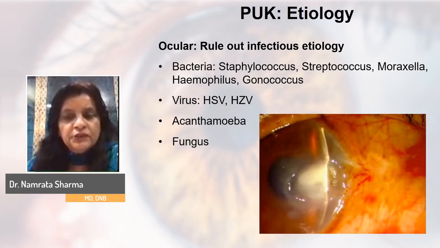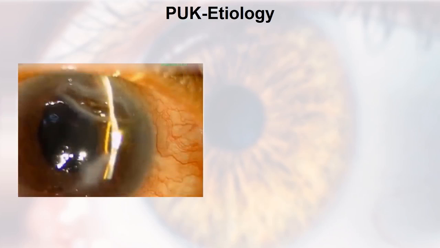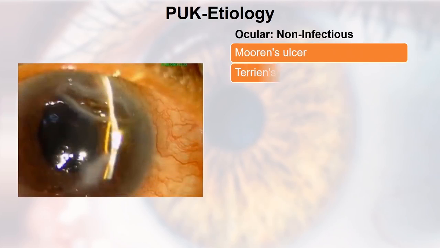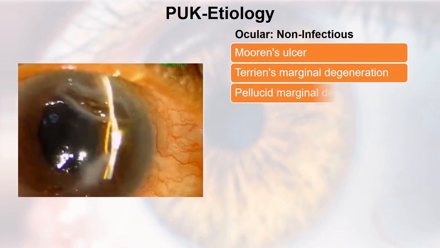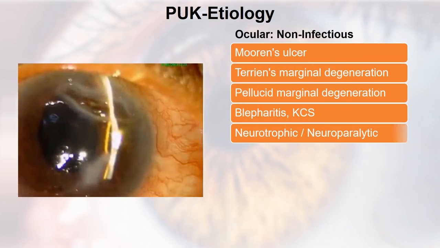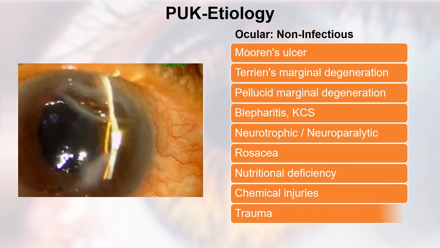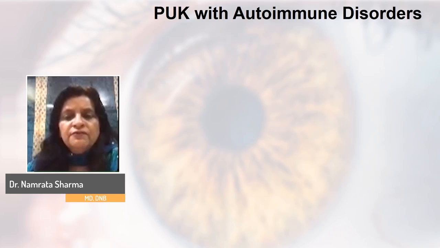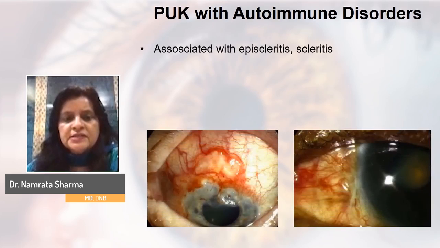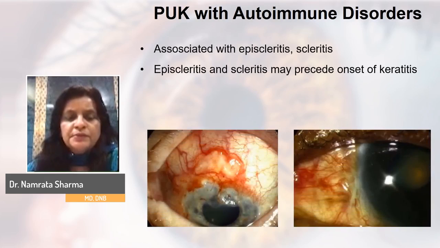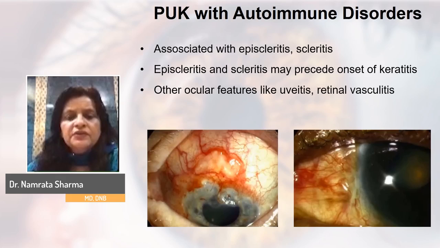So it is important to rule out infections. Sometimes you may have immune related PUKs, but a super added bacterial infection on it. Then non-infectious causes could be Mooren's ulcer, Terrien's marginal degeneration, pellucid, blepharitis, neurotrophic or neuroparalytic keratitis, rosacea, nutritional deficiencies, chemical injuries, trauma, and could be post-surgical. Then you can have cases with autoimmune disorders like Behçet's, and in these cases you may have episcleritis and scleritis, which may precede the onset of keratitis, and then other features like uveitis and retinal vasculitis.